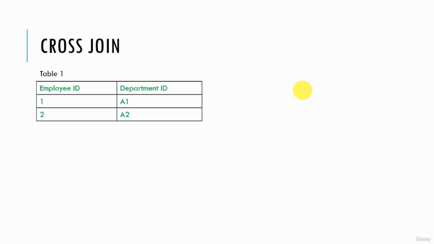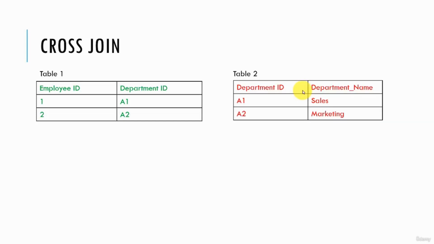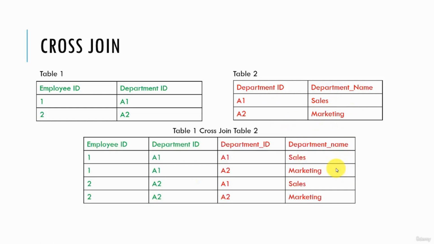Take an example. Table 1, 2 columns. Table 2, 2 columns. Right? Department ID is basically the common column here. So cross join is nothing but this row, the first row, will be joined with row 1 and 2 with the second table. Similarly, second row would be joined with 1 and 2. So each row from table 1 will be joined with every row from table 2. So your end result will look something like this.